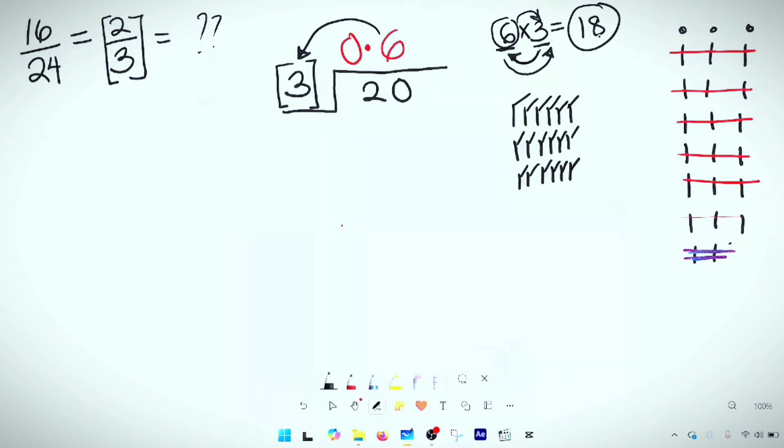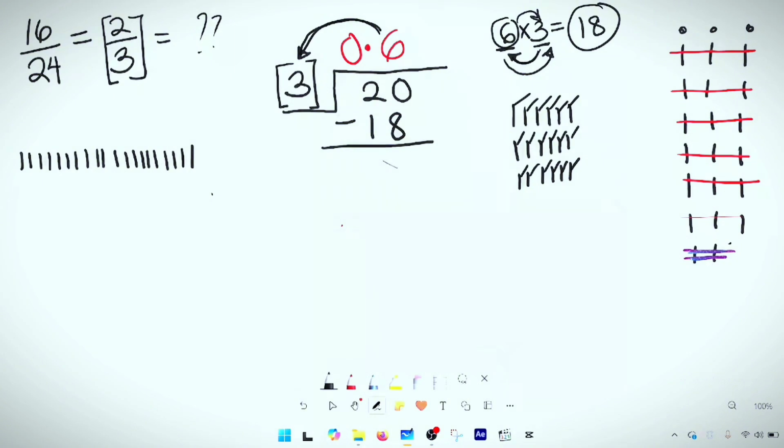What we do, we'll multiply 6 times 3. The 18, we'll put it underneath here, 18, and then rule a line. Then we subtract. Next, we'll do 20 minus 18. Let's count 20 and subtract 18 from it. 1, 2, 3, 4, 5, 6, 7, 8, 9, 10, 11, 12, 13, 14, 15, 16, 17, 18, 19, 20.